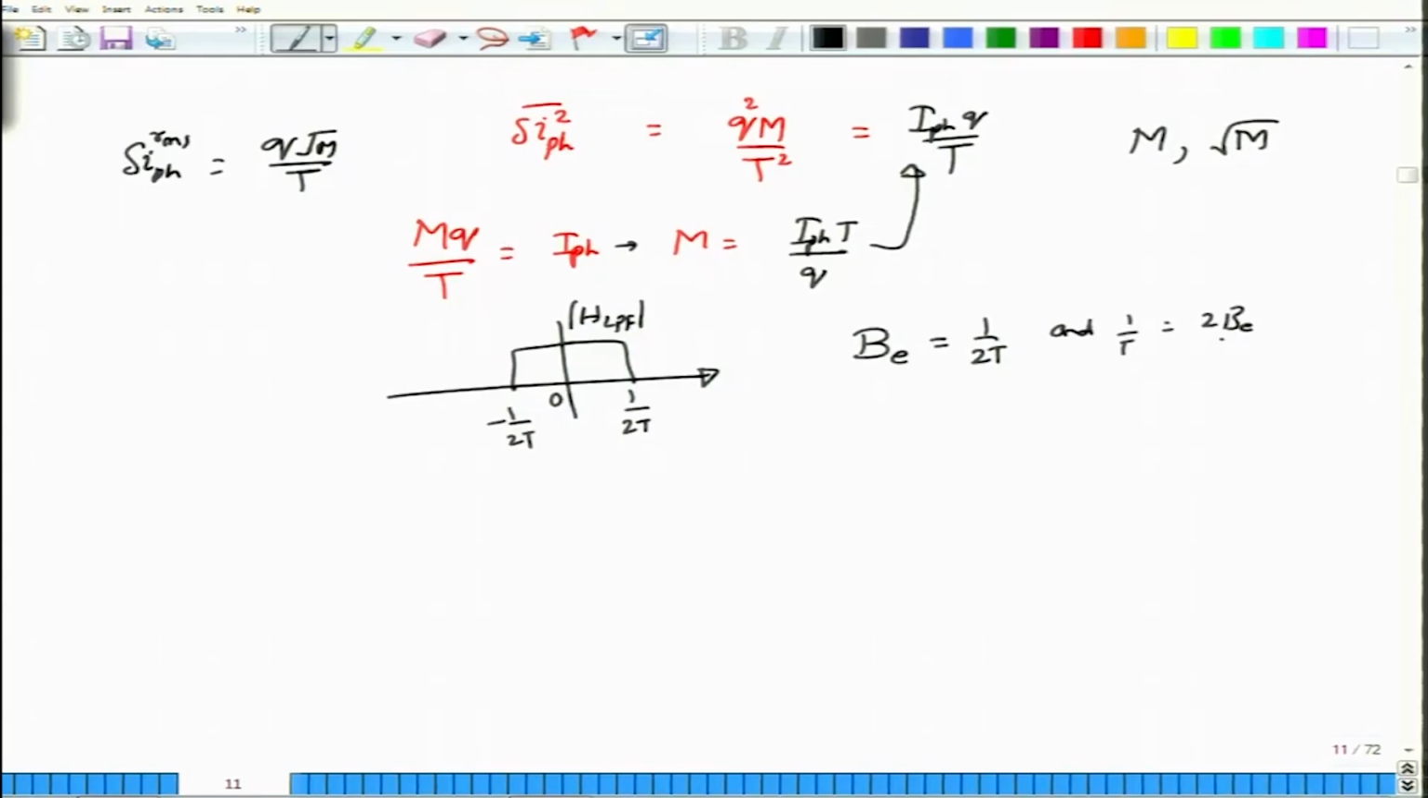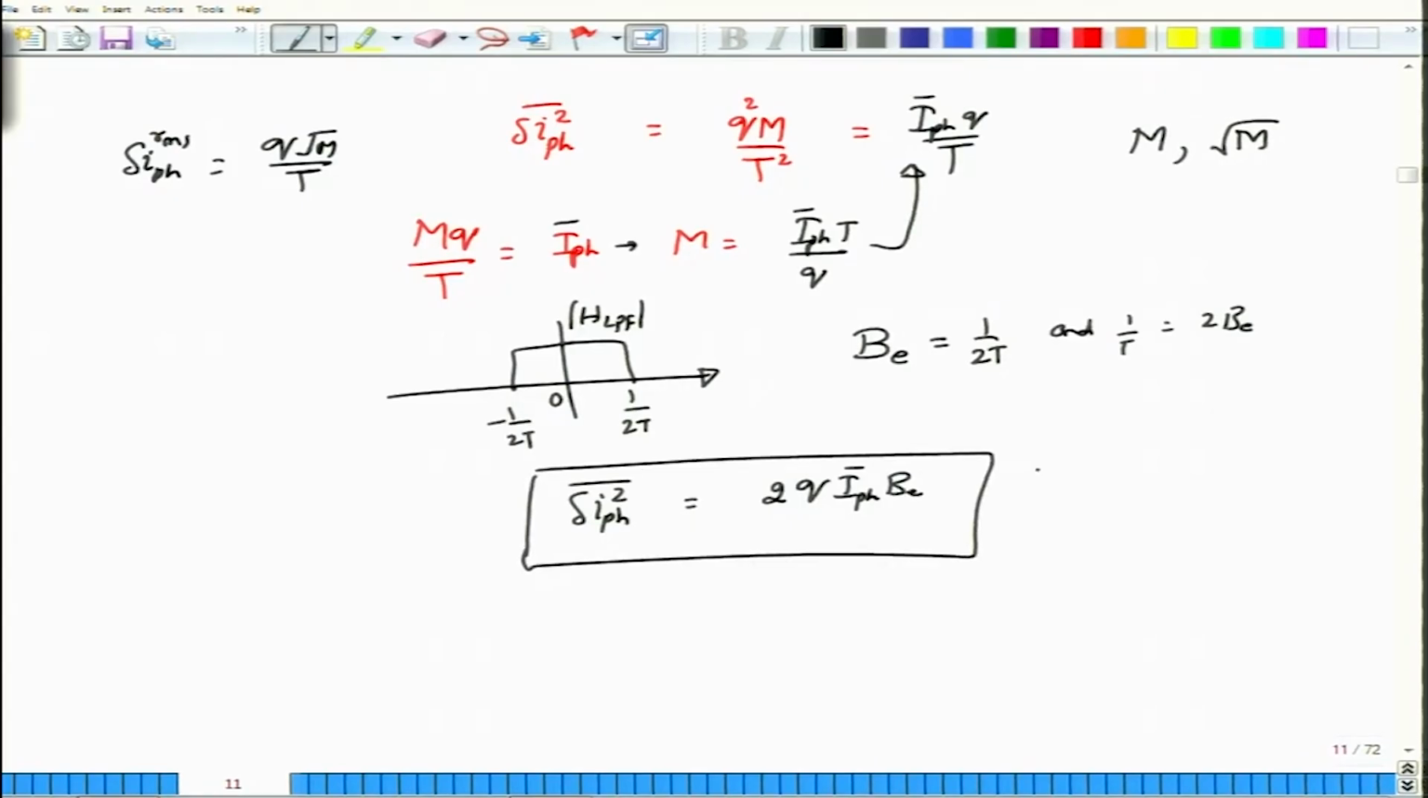What is the use of this expression 2BE? I can go back and substitute into the variance formula and get 2q I_PH, and this is on an average, therefore I will put a bar over it. So this is the average photon current times BE. This is an important expression.